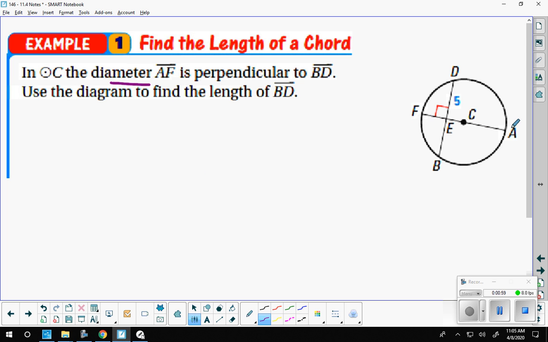So we have diameter AF. Here's diameter AF. It's perpendicular to chord BD right here. So use a diagram to find the length of BD. Well, if this half is 5 and it gets bisected, then this half is also 5. So the length of BD, we're going to add those two together. 5 plus 5 means that the length of BD is 10. So we can just say BD, if we're talking about length, we don't need anything over the top. We just say the length of BD is, oops, not 5. BD equals 10.